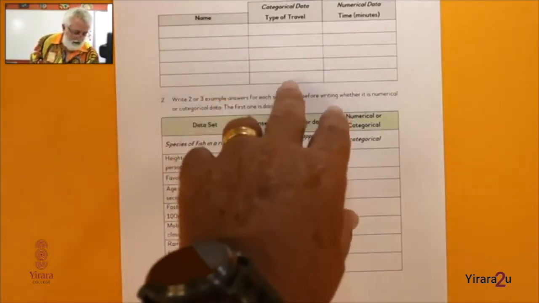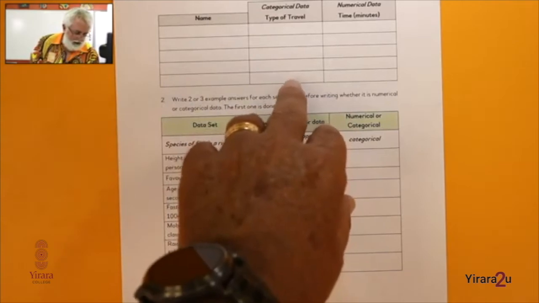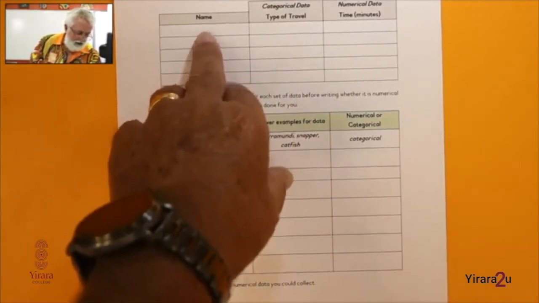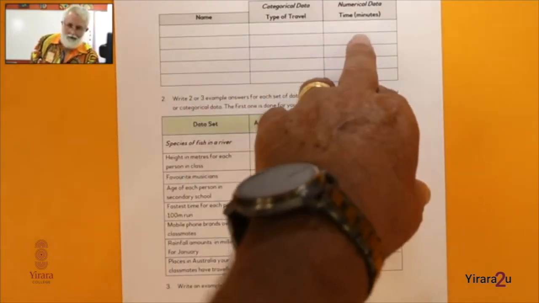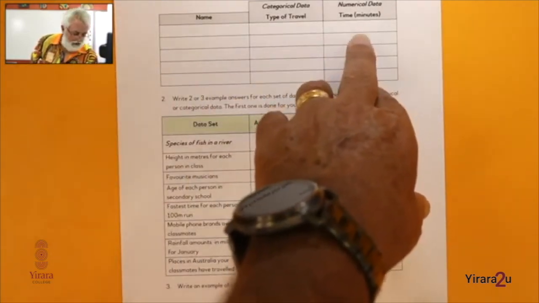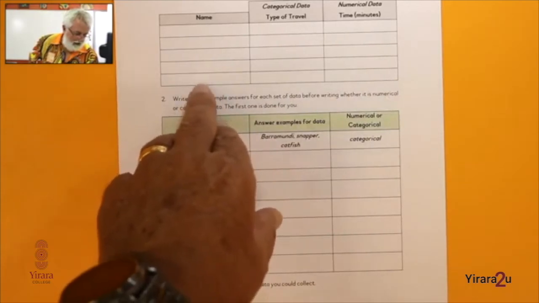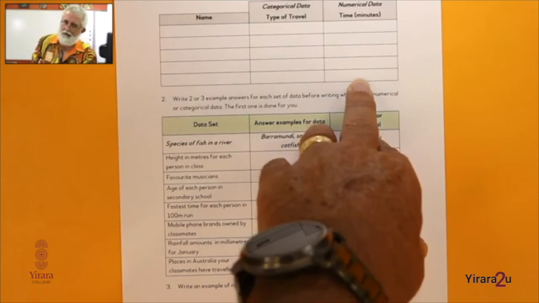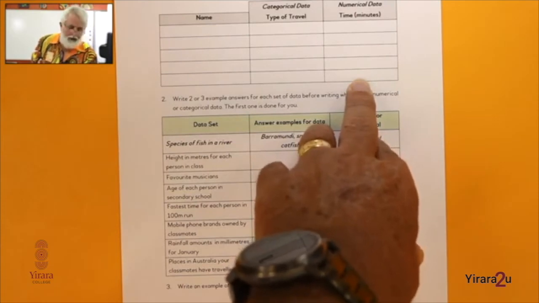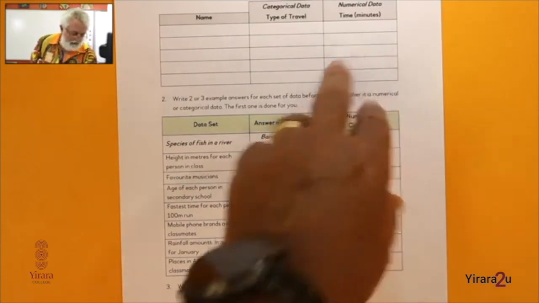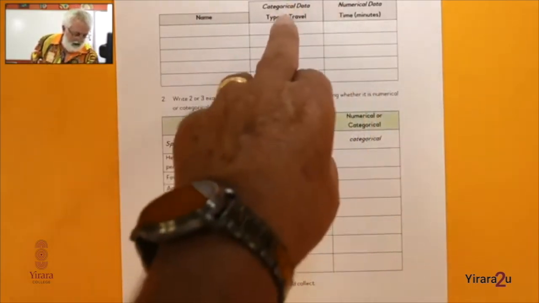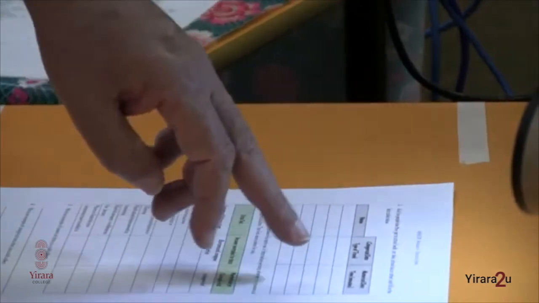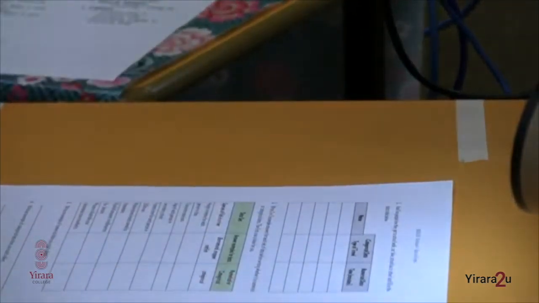You could put 5 people walking, but you might have that Julie only takes 2 minutes to walk because she lives beside the school. But Chris, he takes 10 minutes to walk because he lives over east side or something. So make up some figures, fill that out and give us both the categorical data, how they travelled, and also the numerical data with the time that it took to do it.